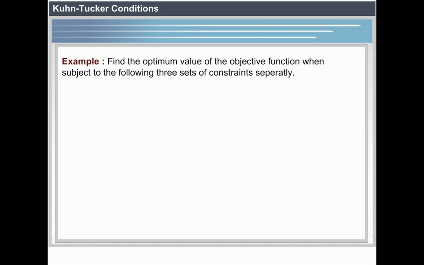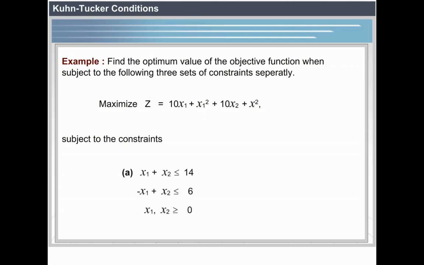Example: find the optimum value of the objective function subject to the following three sets of constraints separately. Maximize z = 10x1 − x1² + 10x2 − x2², subject to the constraints, part A: x1 + x2 ≤ 14, −x1 + x2 ≤ 6, and x1, x2 ≥ 0.